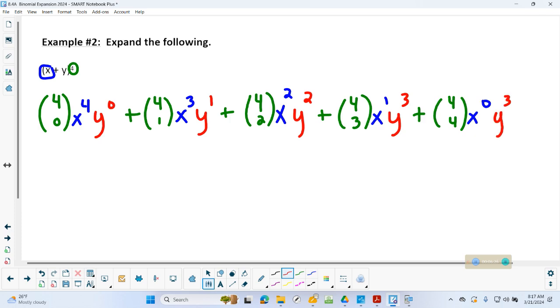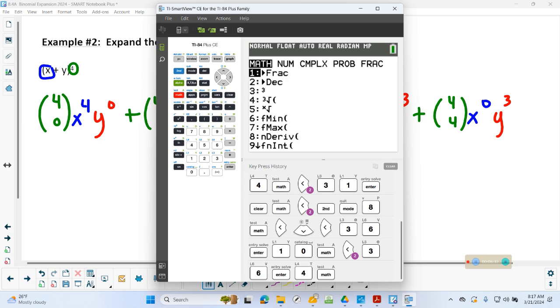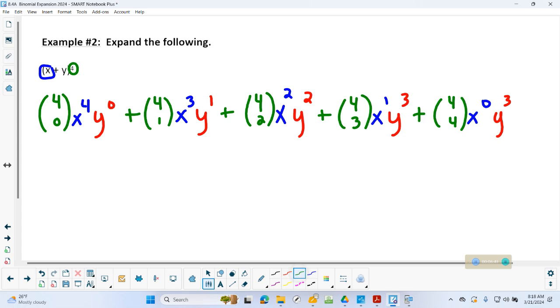Okay, so here's where we're going to pull out our calculators. We're going to start punching these in for math, menu, probability, number 3, and a 0 for the first one, and I get 1. Okay, that was fun. So 1. Now remember, I said we can do these in 2 lines of work. So my first term of my answer, I've got 1 times x to the 4th, y to the 0 is 1. I'm just going to put it as x to the 4th.